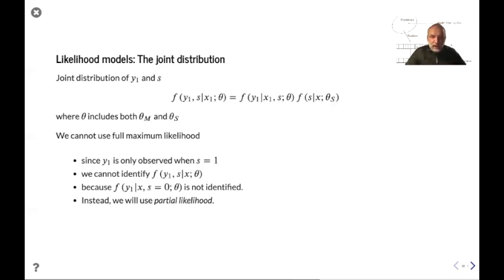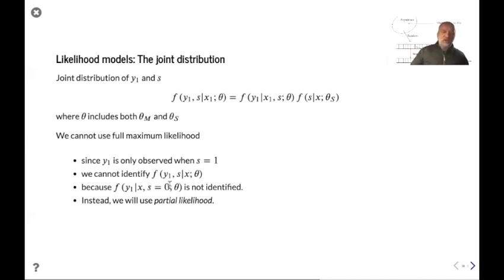So an immediate thing to realize here is that we cannot use full maximum likelihood, because we don't observe the entire distribution of y1 conditional on selection, or the joint distribution. The problem is we only observe y1 when s is equal to 1. So this means that we cannot identify this joint distribution. We're missing a part of it, that is the case where s is equal to 0.